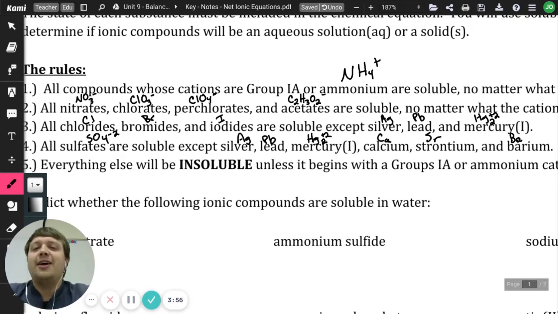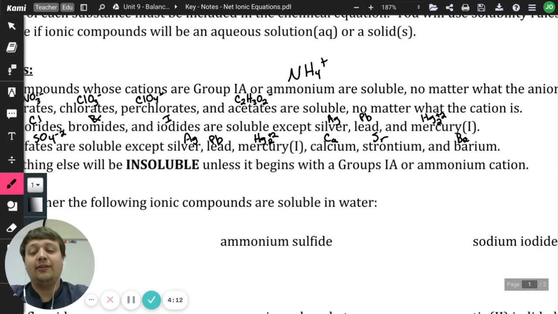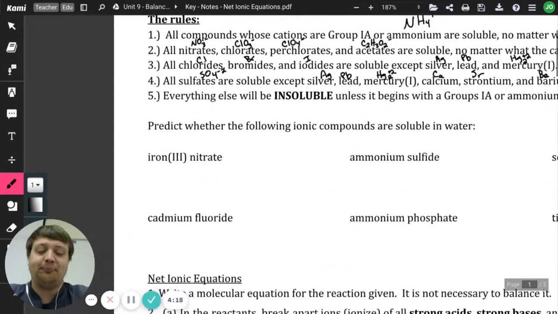Now, if it doesn't fall into any of those rules, then we assume everything else is insoluble, okay? Again, if it doesn't fall into any of those rules, we assume that it is insoluble. This is, again, unless it says it's from group 1 or ammonium. Remember, group 1 and ammonium are soluble no matter what, okay?